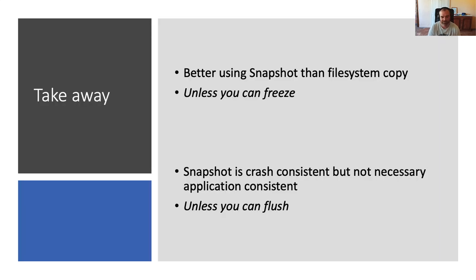As a quick takeaway, let's say that it's better to use snapshot than file system copy unless you are able to freeze. In this case, your file system backup will be crash consistent. And snapshot is crash consistent, but not necessarily application consistent, unless you have a mechanism to flush before taking the snapshot.